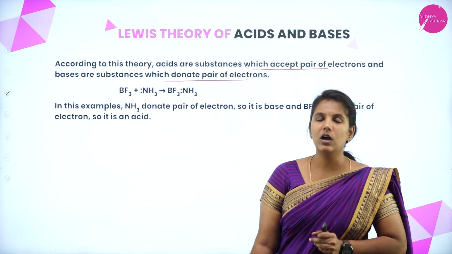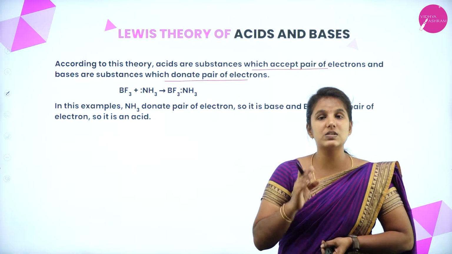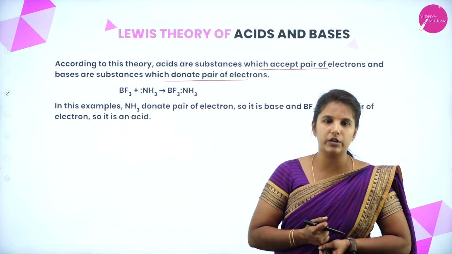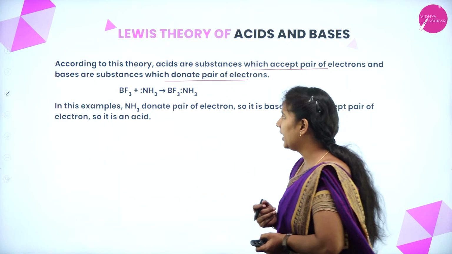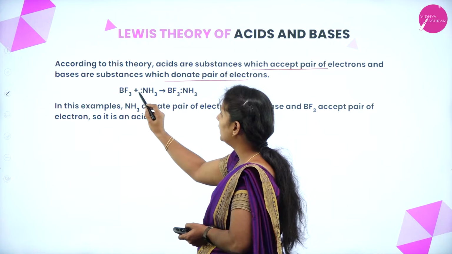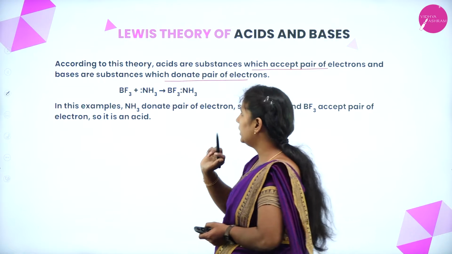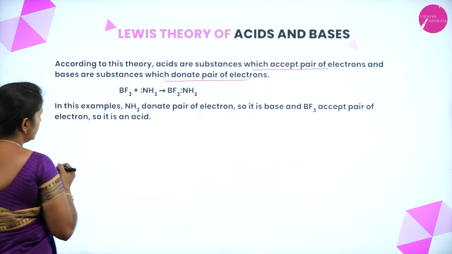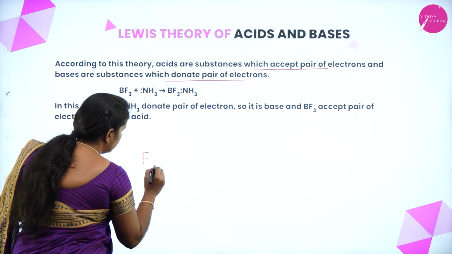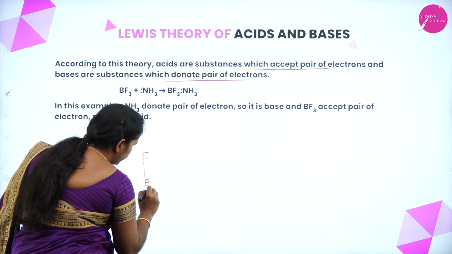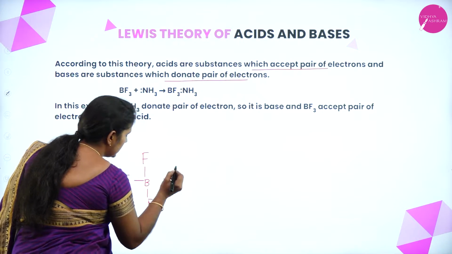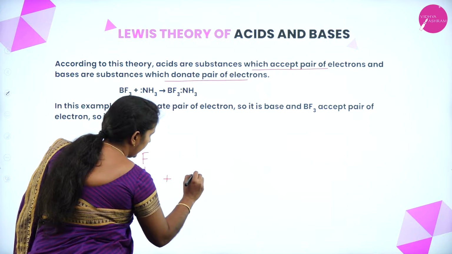So, according to him, what is an acid? An acid is a substance which can accept a pair of electrons, whereas a base is a substance which can easily donate a pair of electrons. We will take up an example. Here you can see boron trifluoride with ammonia. If I write this example, how many fluorine atoms will be there? There are 3 fluorine atoms. Plus ammonia, that is NH3.